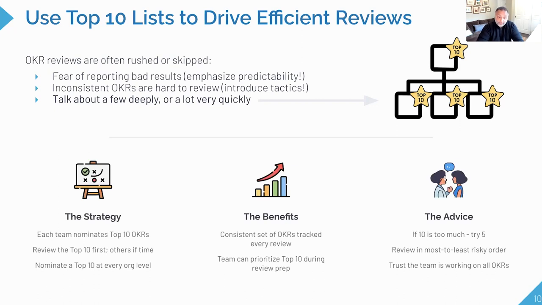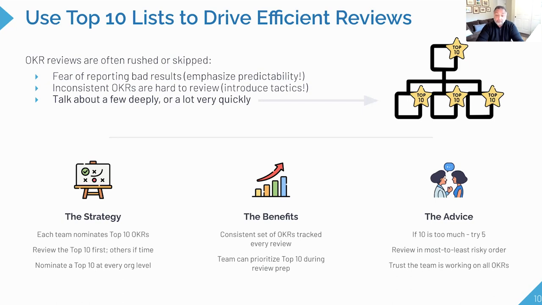So here's how it works. Each team should nominate 10 OKRs that they will report on a consistent basis. And every time you have an OKR review, you focus on these top 10 first. Time permitting, you can go over the other OKRs, but you always cover those top 10. To make this even more powerful, every layer of the org should pick its own top 10. So you may have top 10 among a couple of teams, but when you go to the next level and need to report up in your organization, you create a top 10 from those top 10.